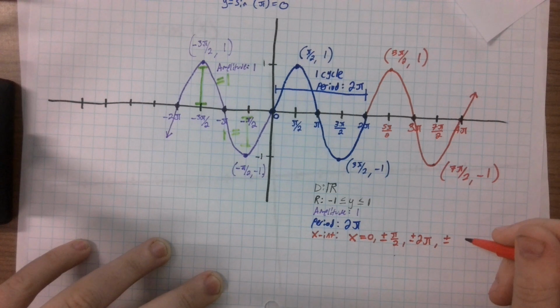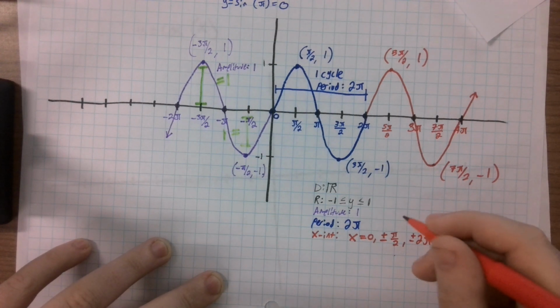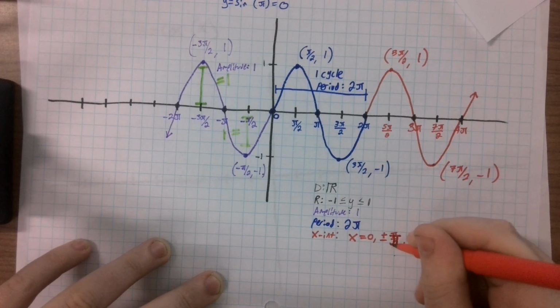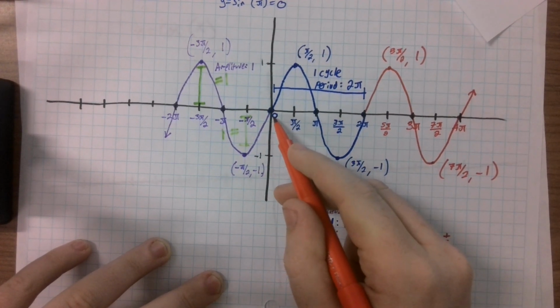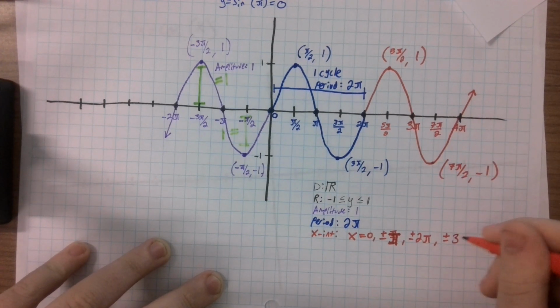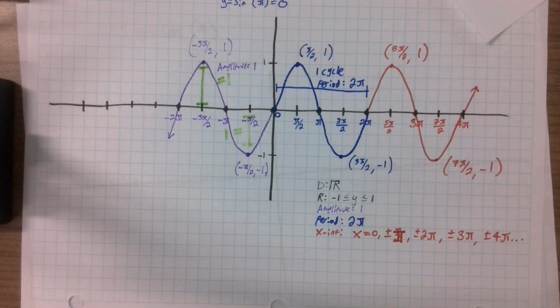I'm sorry, I just completely said misinformation. We don't have one at pi over 2, we have one at pi. I totally miscounted that. One at 0, one at pi, one at 2 pi, one at 3 pi, one at 4 pi. We're basically just counting up by pi to get to the next x-intercept. So this is the sine graph and all of its features.